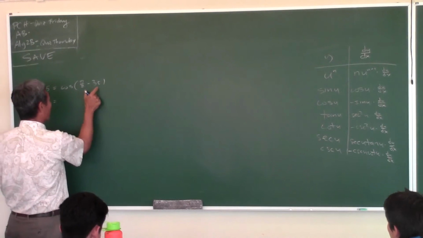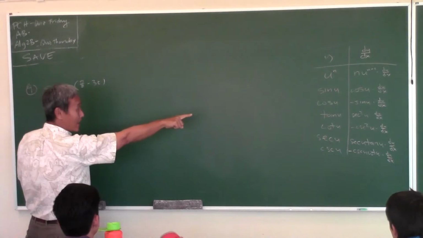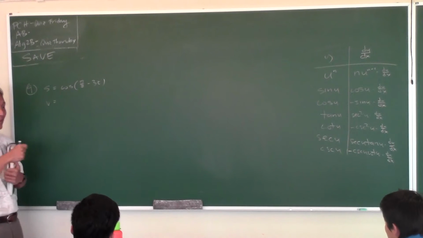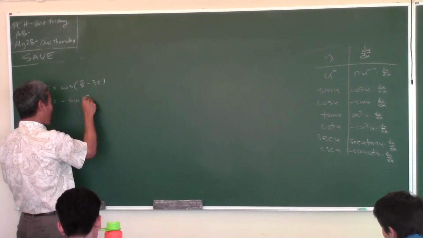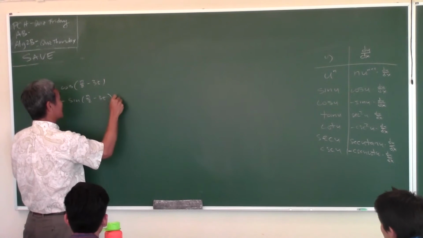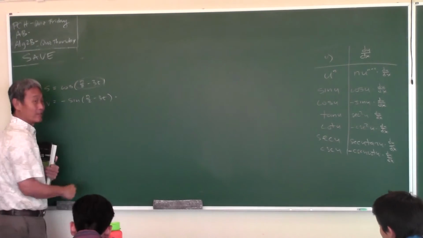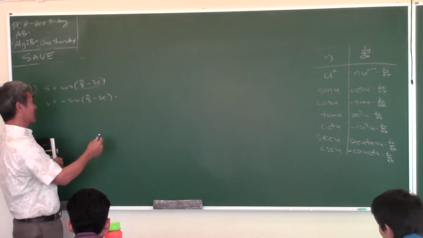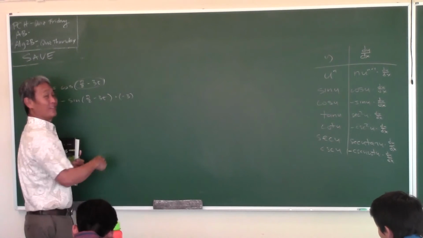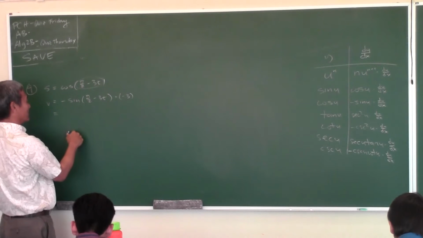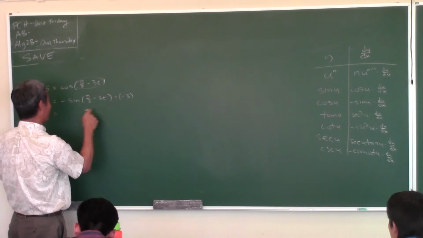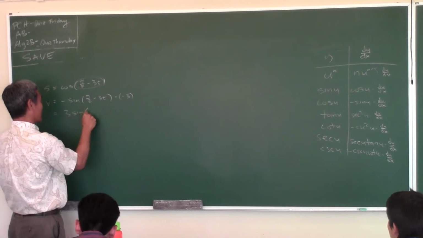So what do I see? I see cosine box, negative, which is right over there. What is the derivative of cosine box? Negative sine box times the derivative of box, which is negative 3. Finished. And of course, then you gotta simplify it, right? Like this negative and that negative cancel out, so you would write your answer like this.